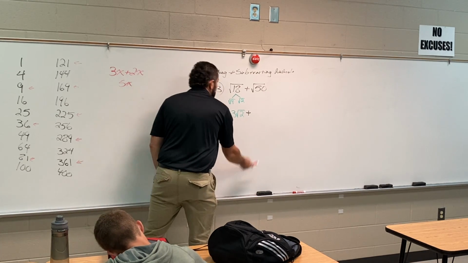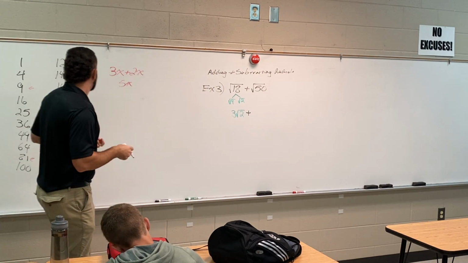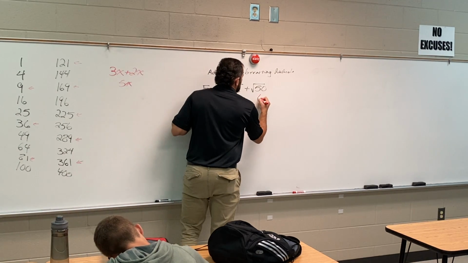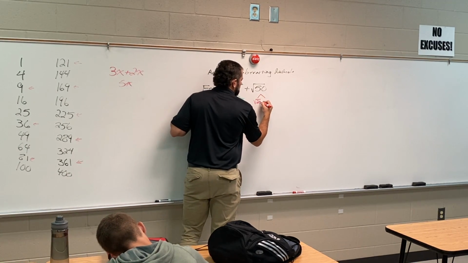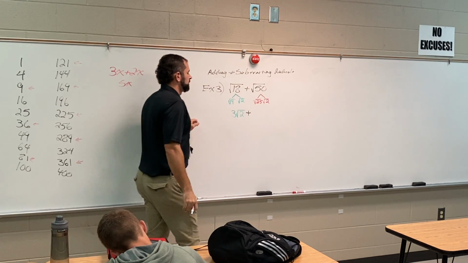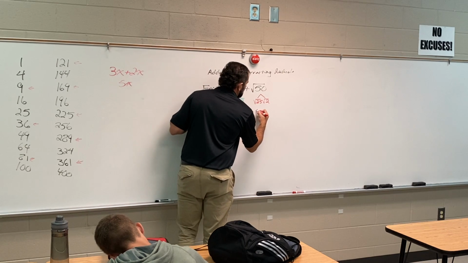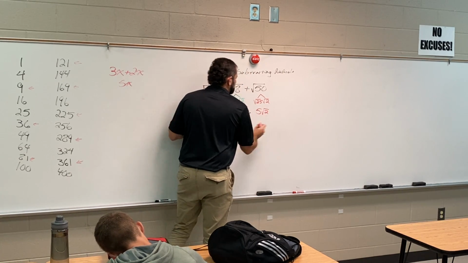Now I'm going to do the same thing with 50. I'm going to simplify 50. So for 50 we're going to use 25. That's going to be square root of 25 times the square root of 2. And the square root of 25 is 5. Bring down my square root of 2.